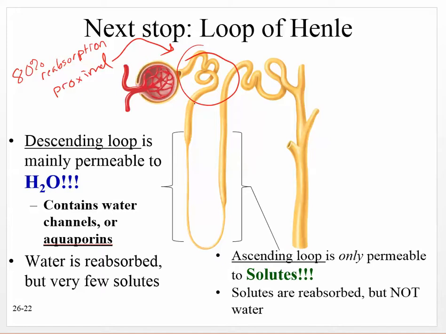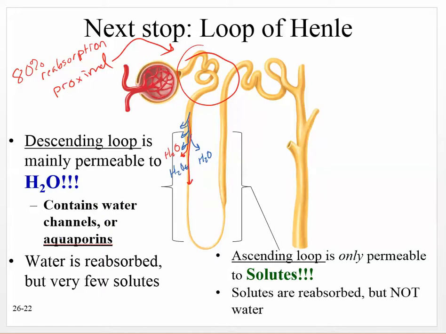So then what happens is you move from the proximal tubule down into the descending loop of Henle. But now things start to get different. Whereas in the proximal tubule, everything was leaving. Salts were leaving, glucose was leaving, water was leaving. Everything was being reabsorbed. Here, it's only permeable to water. So only water. I should probably make that blue. Only water is moving out and being reabsorbed in the descending loop of Henle.